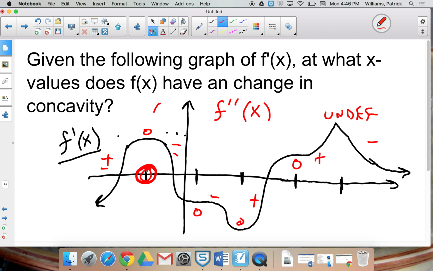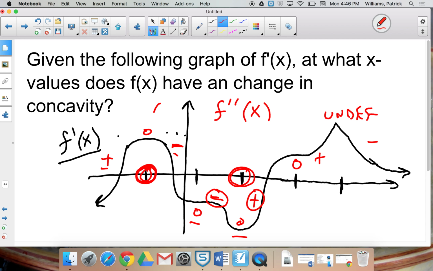Now when we look at this one, we have a second derivative of negative, then it hits 0, and then it goes negative again. So the second derivative hits 0, but there was no sign change right there, so that x value would not be a point of inflection. Likewise, we go from a negative slope of the first derivative to a 0 slope to a positive slope, so this x value would be a point of inflection. The second derivative hits 0, and we get a sign change.